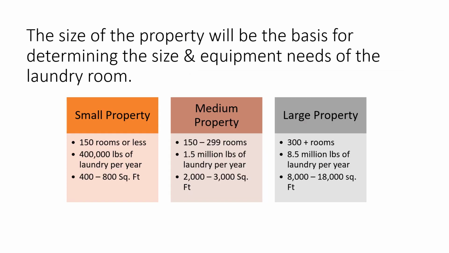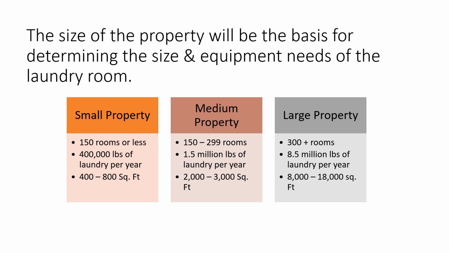The number of rooms a hotel has in inventory and any other amenities they may offer will be part of the planning process. A small property with less than 150 rooms will process approximately 400,000 pounds of laundry per year. They'll typically need washers, dryers, and a flatwork ironer. The housekeeping manager may decide to purchase no iron linens to avoid the expense and labor of ironing sheets. A small property will need 400 to 800 square feet for their laundry room.